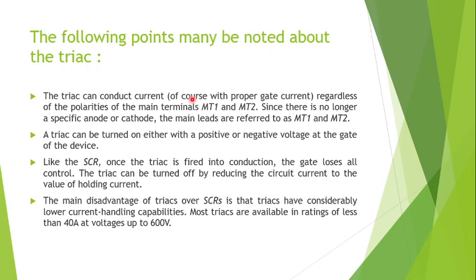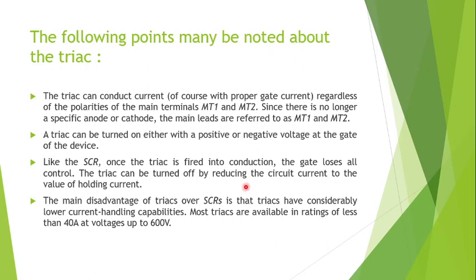Now from what we have seen till now, let us note the following 4 points. The first one is that a triac can conduct current in both the directions, irrespective of the polarities of terminals MT1 and MT2. Since there is no specific anode or cathode, the terminals are referred to as MT1 and MT2. Of course, to make the triac conduct, there should be a proper gate current. Now, to turn on a triac, you have to give a gate voltage which could be positive or negative.